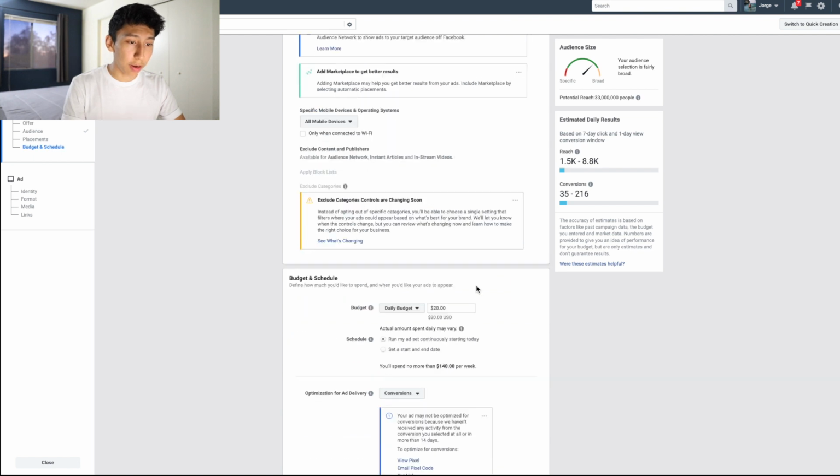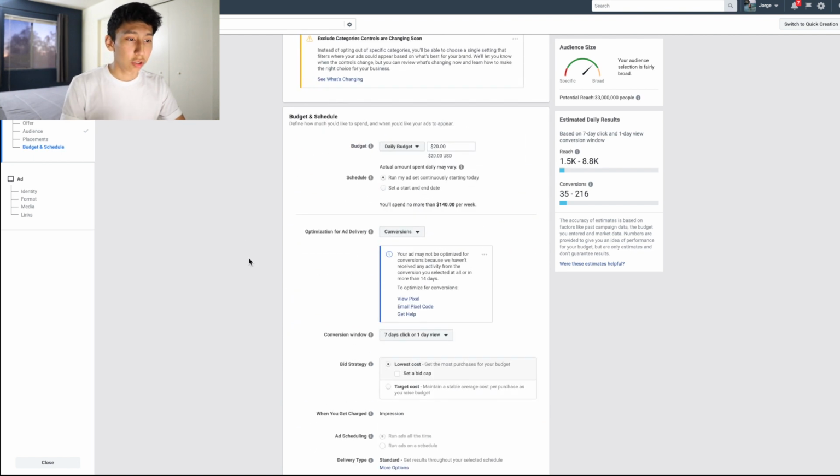So now we scroll down and we go to the budget and schedule. The daily budget that I like to test out is $5 a day. The reason for that is because usually when testing a new product, I always start with a $15 break-even point. So what does that mean for someone that doesn't know? The $15 break-even point is the amount of money I'm allowed to spend, and then it's profitable.